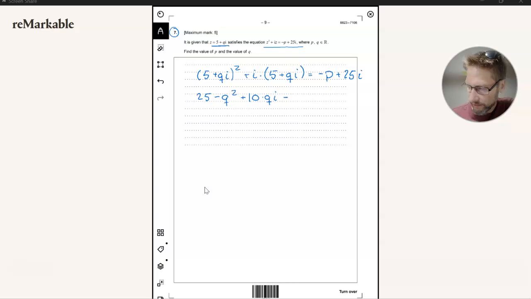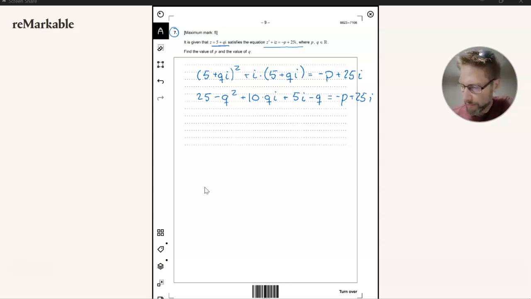The second guy gives us some 5i. We multiply i into the bracket, and then we get i multiplied with i gives us minus 1, so we just get minus q, and that's equal to minus p plus 25i. And we're kind of a little bit worried because this is just one single equation, and we don't really have any other information anywhere, and we still have both p and q being unknown.